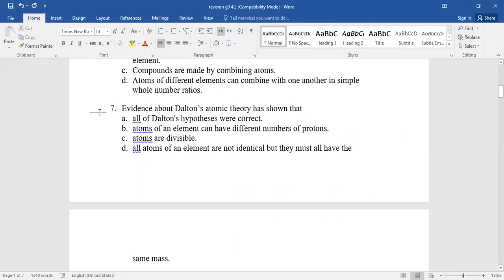Number 7, evidence about Dalton's atomic theory has shown that: A, all of Dalton's hypotheses were correct. Number B, atoms of an element can have different numbers of protons. Number C, atoms are divisible. Number D, all atoms of the element are not identical, but they must all have the same mass. And the answer for number 7 will be that we get the evidence that the atom is divisible, so it's made from subatomic particles. And that is the answer.